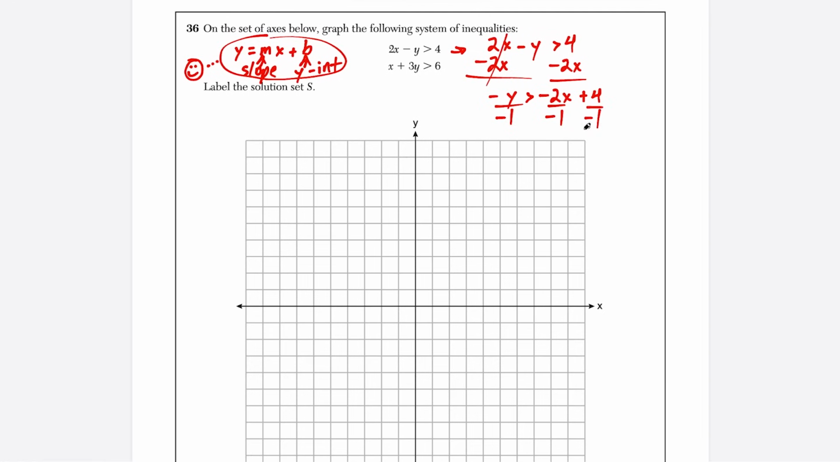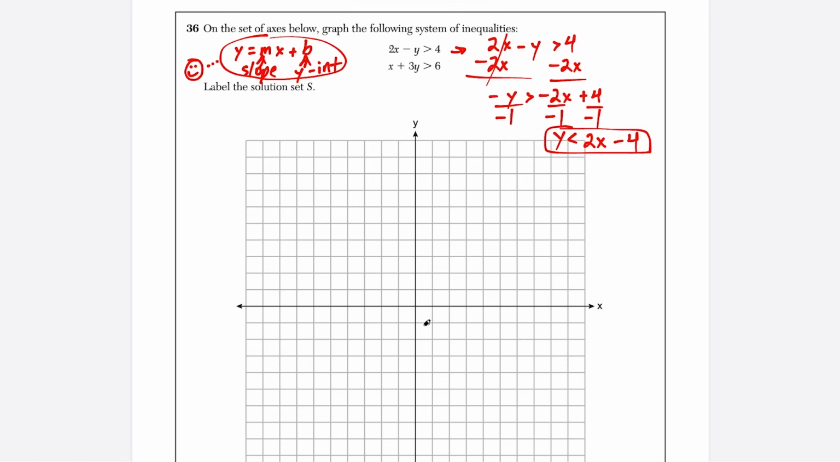So then we have y is, and we divided by a negative on both sides, so just know there's a little sneaky detail. When you multiply or divide an inequality by a negative, the sign flips. So now this is going to say y less than negative 2x over negative 1 is 2x, and 4 divided by negative 1 is minus 4. So this is our first inequality in the form of mx plus b.